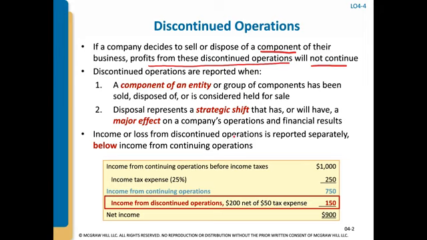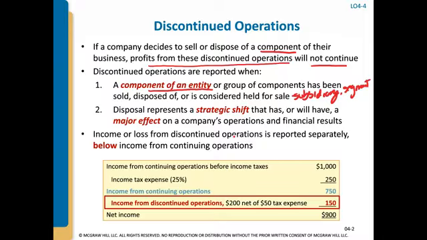So a discontinued operation can be when a company sells or disposes of a component of an entity, and that could be anywhere from a subsidiary. They get rid of an entire subsidiary. They get rid of an entire segment of business.